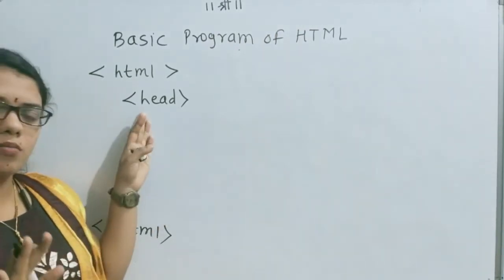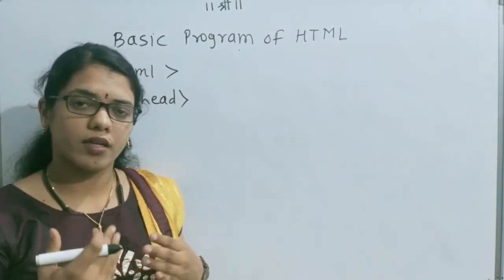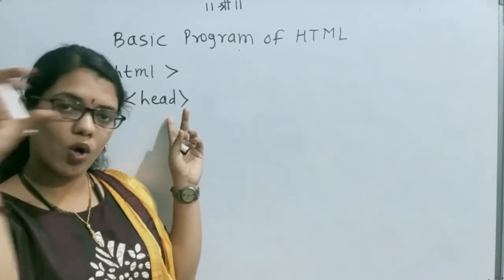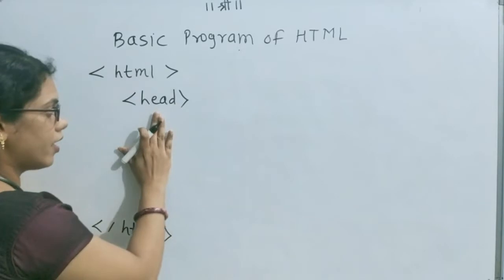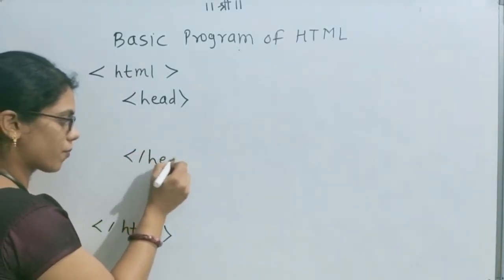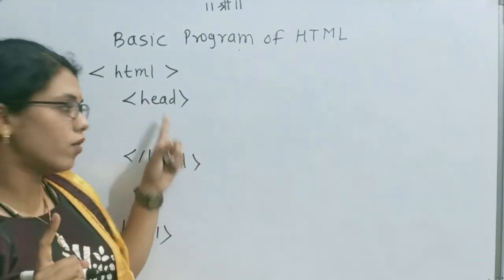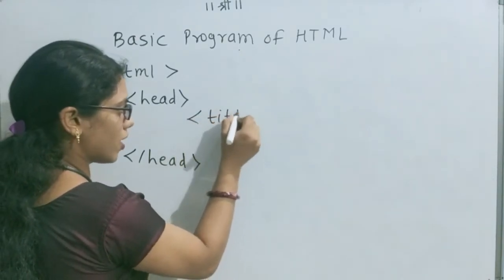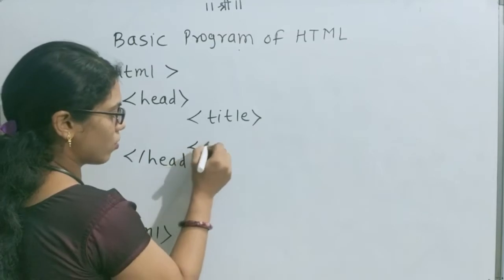Head tag is used to represent only header information. Header information means that it is not the content of our web page, not the content of the main website. Just the top part is used inside the head tag. Head tag open, again head tag closed. The element content of the head tag is the title tag. So title tag open and title tag closed.